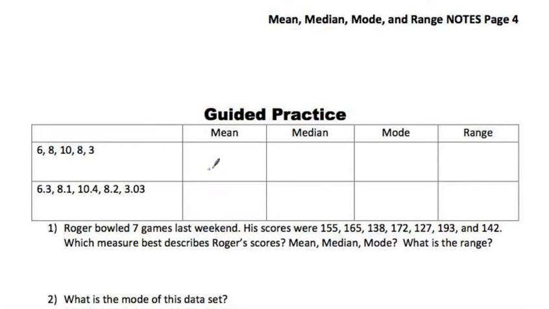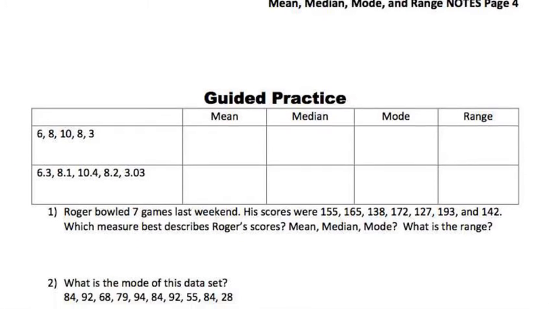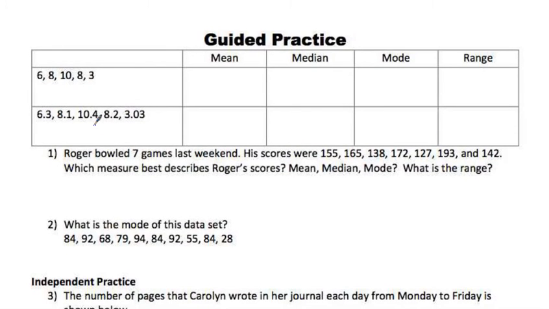Now let's actually practice finding that mean, median, and mode. So I'm actually going to start with the second one on this page. So let's start by finding the mean, and this is a calculator unit, so you can add those all together. When you add them, you get 36.03. Then you're going to divide them by 5, because there's 5 numbers, and that's going to equal 7.206.